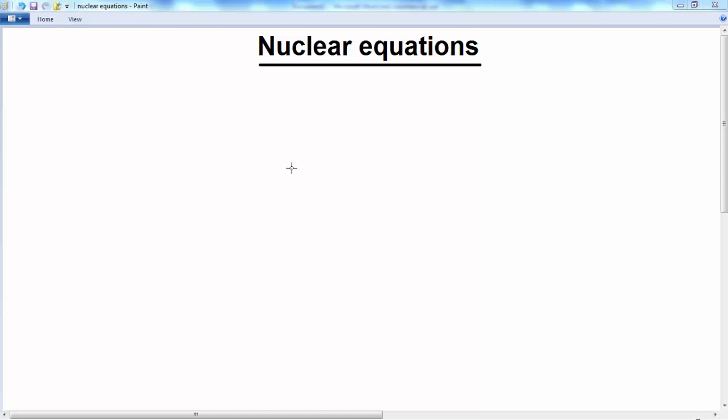In this lesson we're going to look at nuclear equations. And to do that we're going to look at 4 different types of equations that you might come up with, starting off with an equation involving alpha emission.